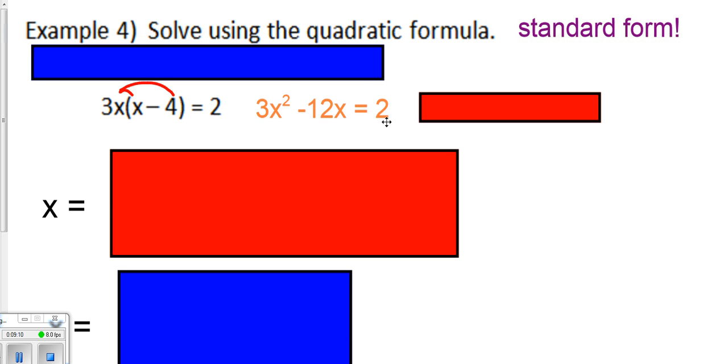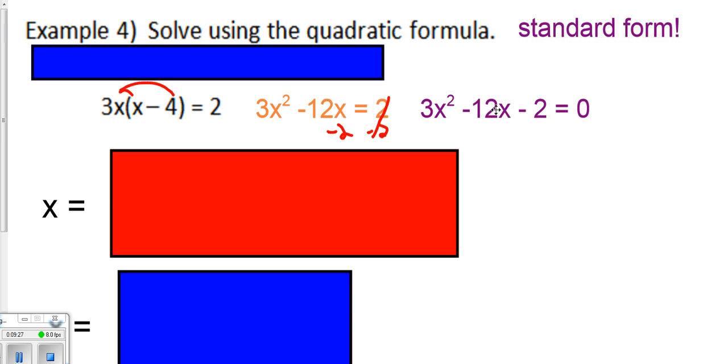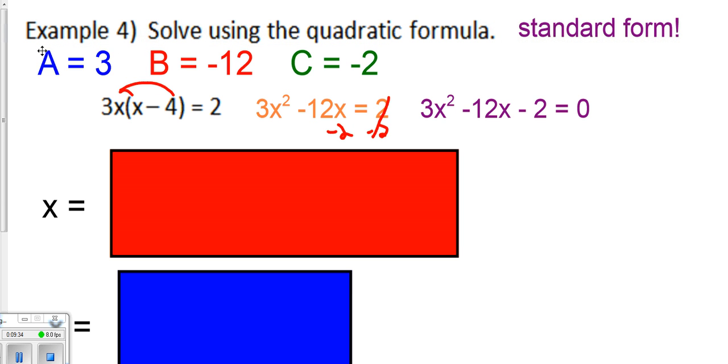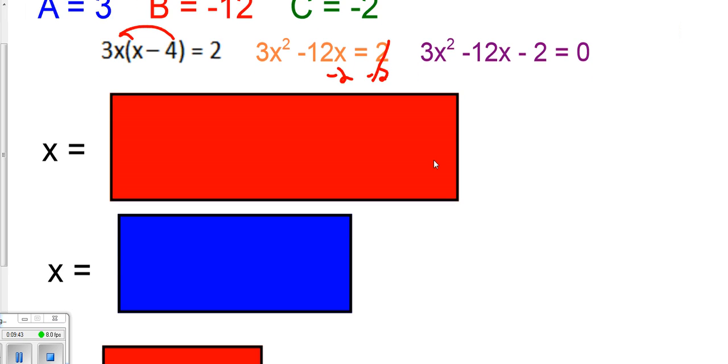Now, after our distributive property, it is still not in standard form. So, what do we need to do? We're going to have to subtract 2 from both sides of our equation. These will cancel out, and we will get 3x squared minus 12x minus 2 equals 0. Now, we have it in standard form, and we can say that a equals 3, this piece right here, b equals negative 12, this piece right here, and c equals negative 2, this piece right here.